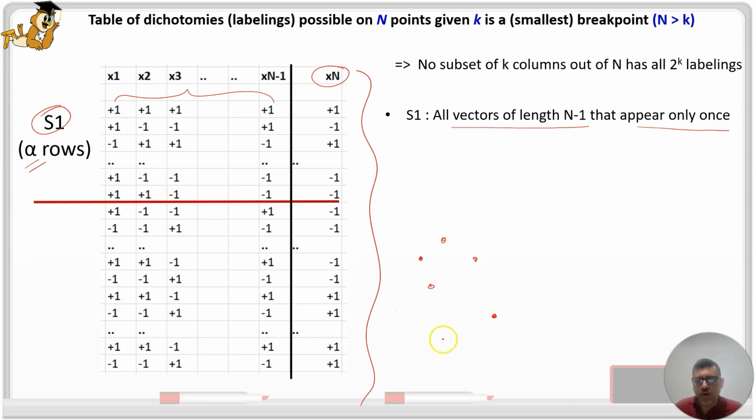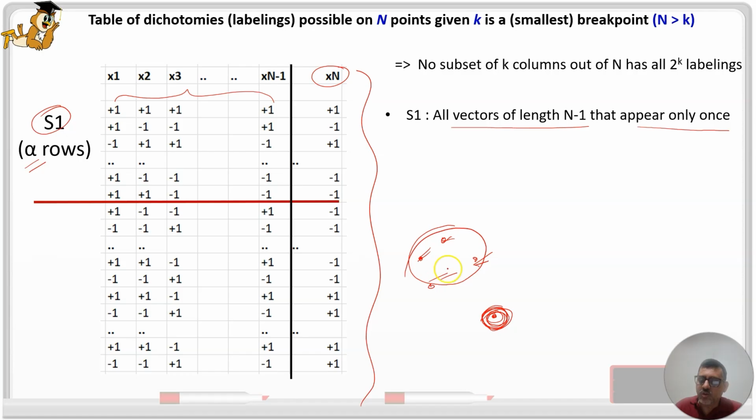You can assume that of all the dichotomies on these n points, there are some where there is a particular dichotomy on these n minus 1 points, a particular labeling on these n minus 1 points, where only one possible labeling of this nth point would be supported. So if this is blue, yellow, blue, this point can only be made blue. That is what I am talking about. Only one possible value of the nth point is possible for certain labelings of these n minus 1 points. There will be certain rows of that type.